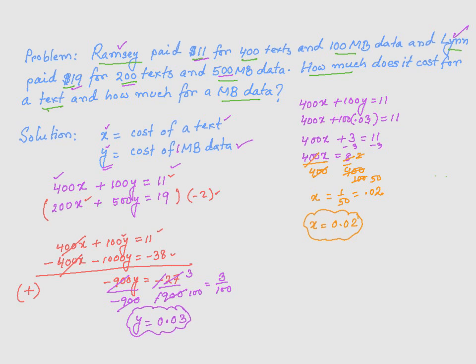Now you can plug in these values, x equal to 0.02 and y equal to 0.03, into either of these equations, and you will see that for the first one, the left hand side is going to evaluate to 11. And for the second one, if you plug in x equal to 0.02 and y equal to 0.03, the left hand side is going to evaluate to 19, whatever we have on the right hand side. Similarly, for the first equation, 11 we have on the right hand side.